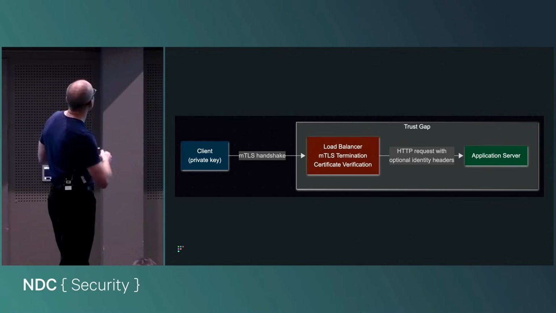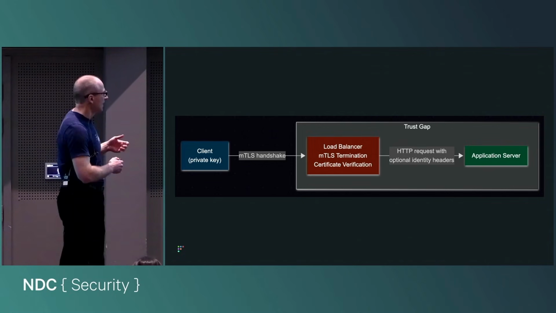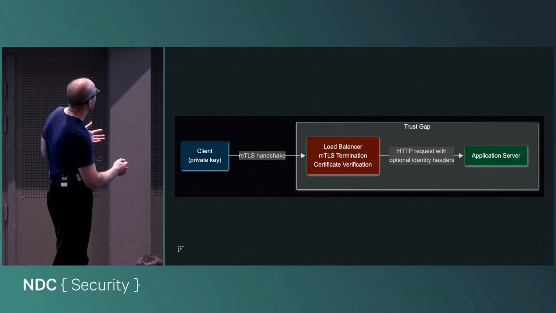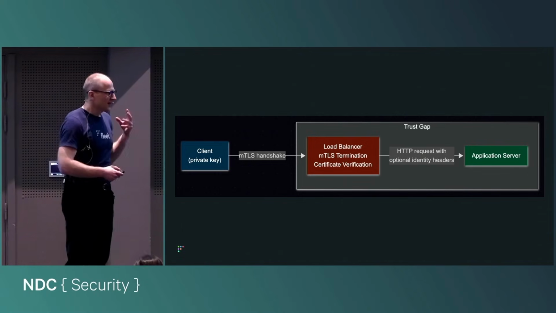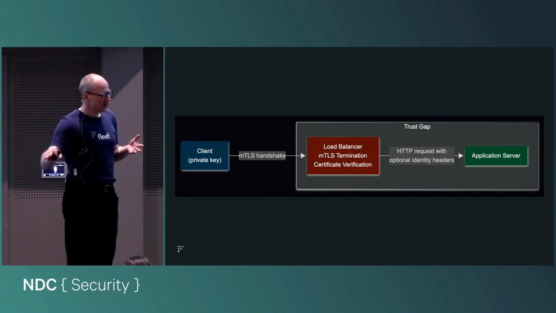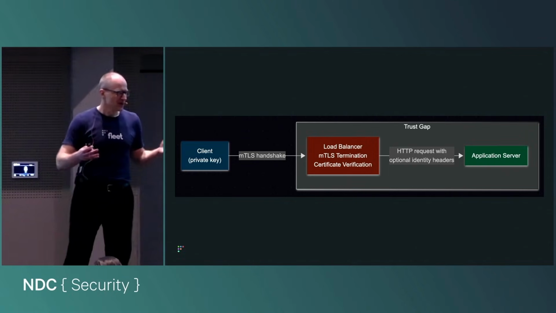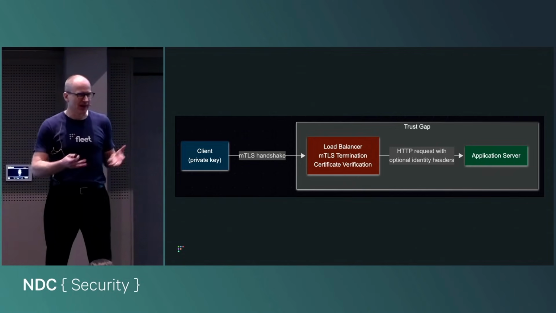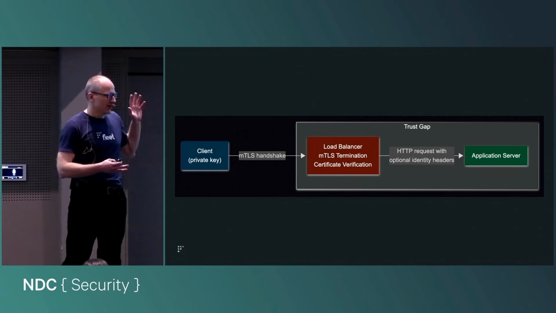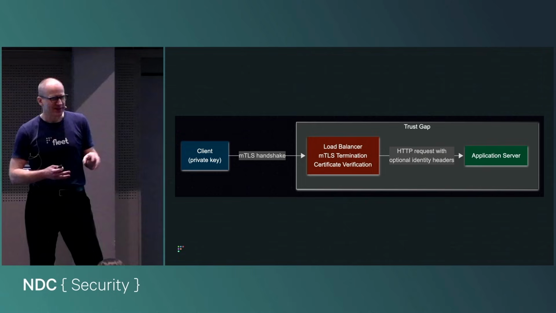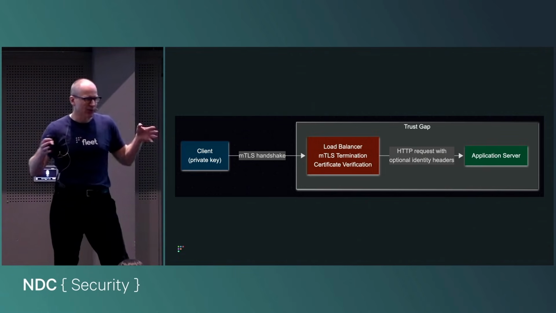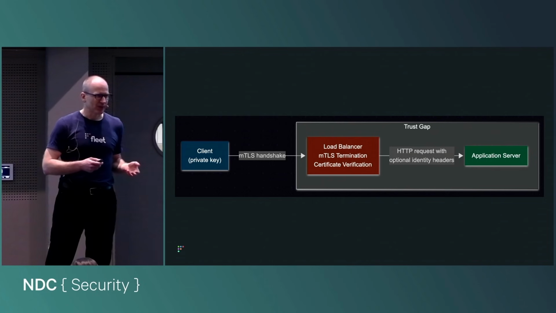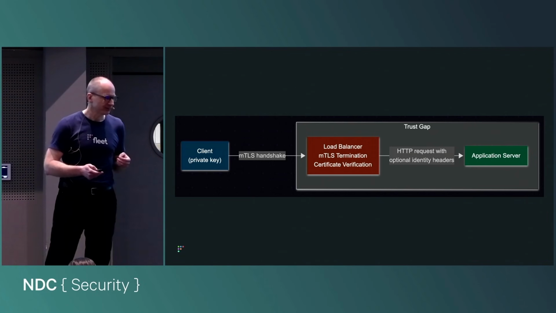mTLS is often terminated at the load balancer, and certificate verification happens upstream from the application server. So identity may or may not be forwarded downstream as metadata. The application server ends up trusting that someone somewhere already verified this client. Now, mTLS is doing exactly what it's designed to do. It's just answering a more specific question than we often assume. So again, the problem isn't cryptography, it's key custody.